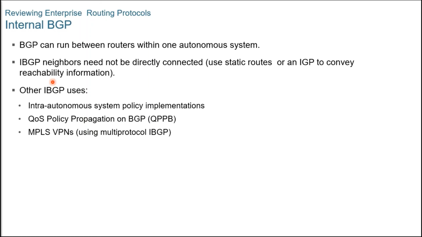When BGP runs between routers in different autonomous systems, it is called external BGP, or eBGP. Routers that run eBGP are usually connected directly to each other.